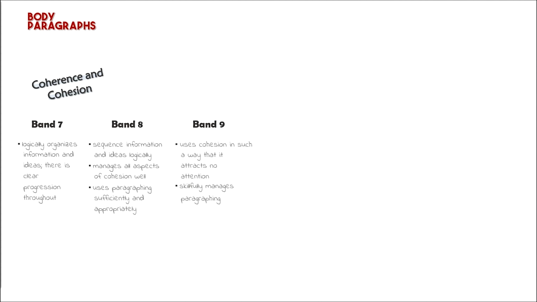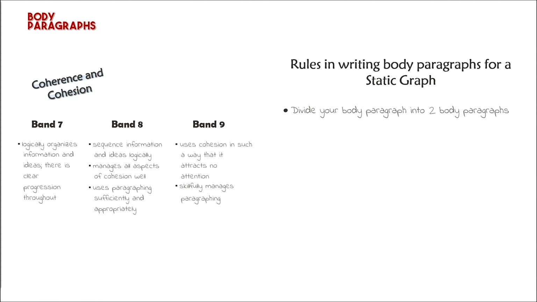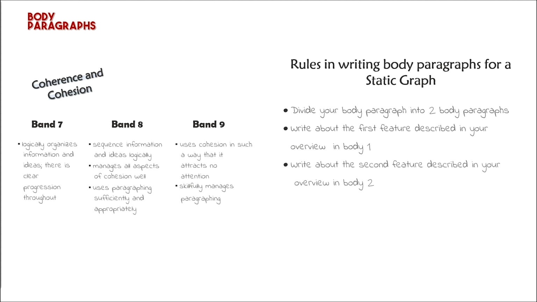There are some things to consider when writing body paragraphs. Divide your body paragraph into 2 body paragraphs. Write about the first feature described in your overview in body 1. Write about the second feature described in your overview in body 2. Make comparison, include numbers or figures.